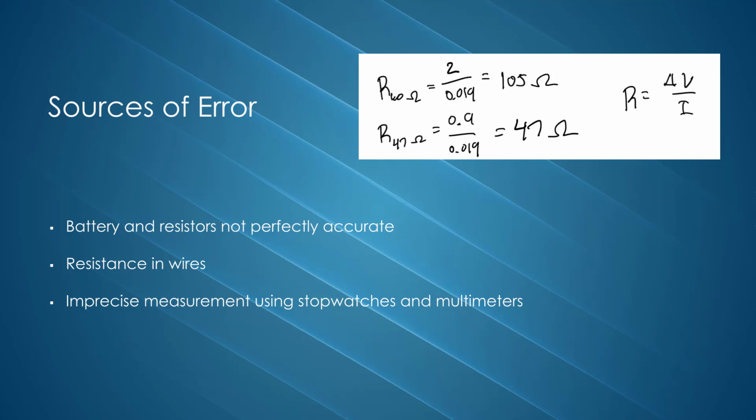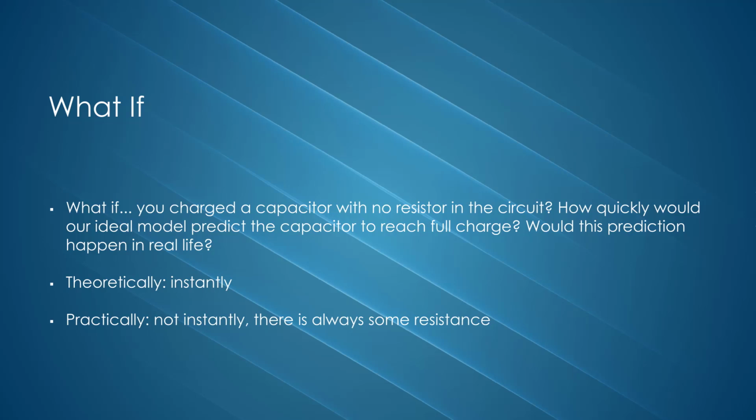Sources of error. So our stuff was not perfect. Our 3-volt battery was actually only 2.9 volts, and our 100 ohm resistor was actually 105 ohms. And additionally, there also could have been resistance in wires, and we could have done some imprecise measurement when using stopwatches and multimeters.